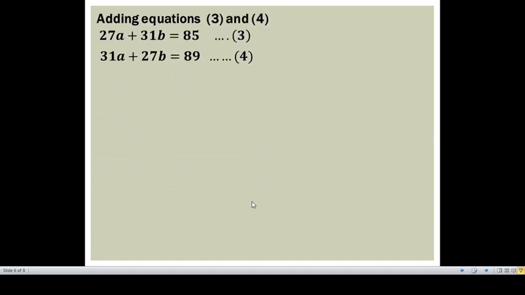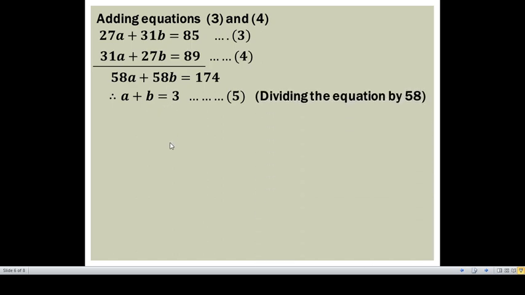Adding equations 3 and 4, we have 58a plus 58b is equal to 174. Now dividing both sides by 58, we have a plus b is equal to 3. Say number 5. So this is a very easy equation in the form a plus b is equal to something.